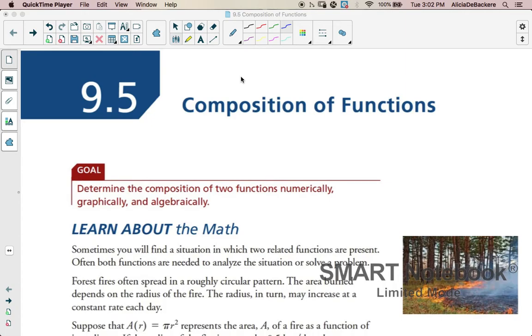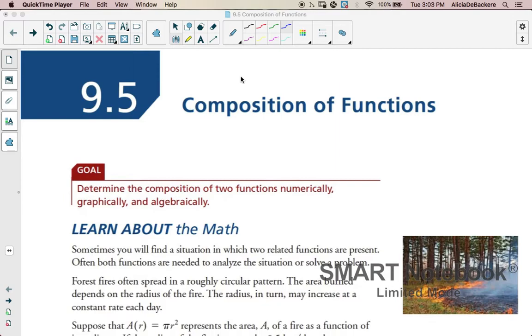All right, welcome to lesson 9.5. We're looking at the composition of functions today. So I think that this is the most important combination of functions that we look at in this course. We're going to look at this type of combination again in calculus if you're taking that course next semester.